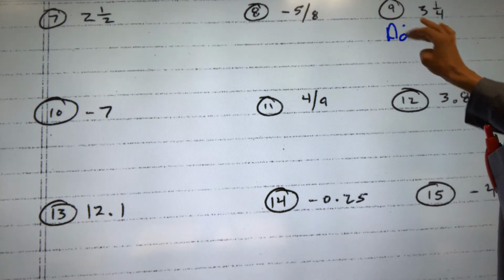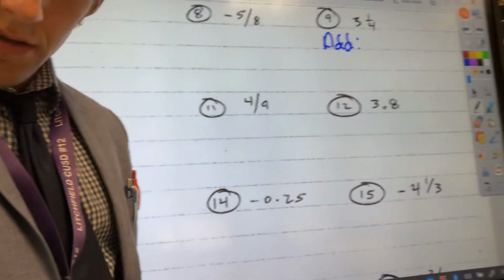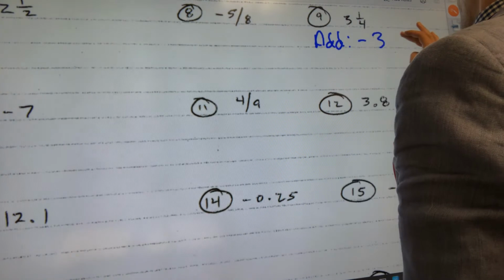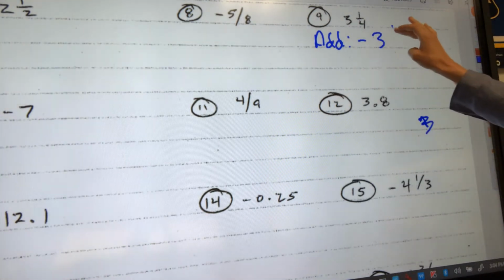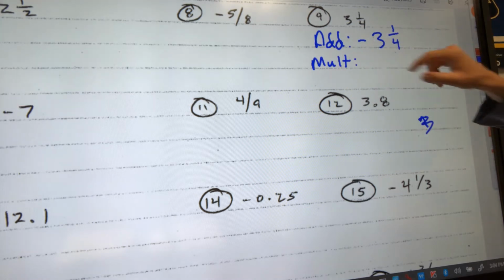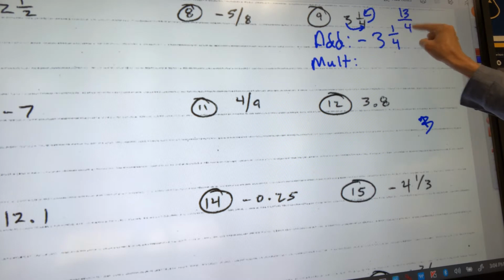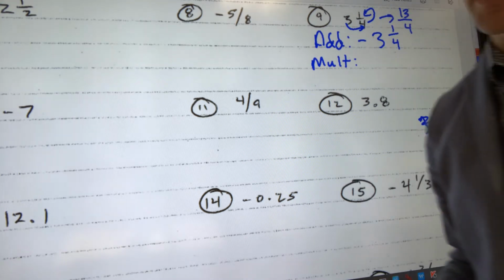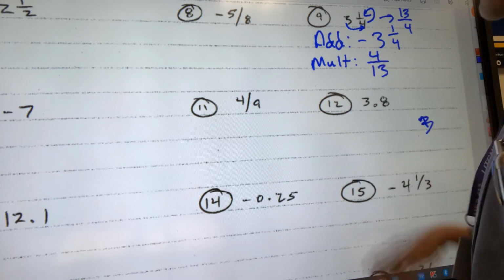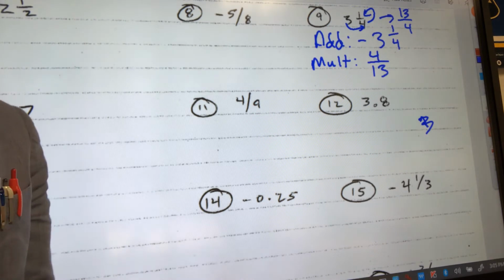On 9, first off, the additive inverse. It's not bad. It's just going to be negative 3 1/4. Multiplicative inverse, though, I want you to write it using improper fractions. So snowball method, 3 times 4 is 12. Add 1 to it. That is 13 over 4. 3 1/4 is 13 over 4. Don't believe me, use a calculator. So the multiplicative inverse, the reciprocal, is literally flip it: 4 over 13.